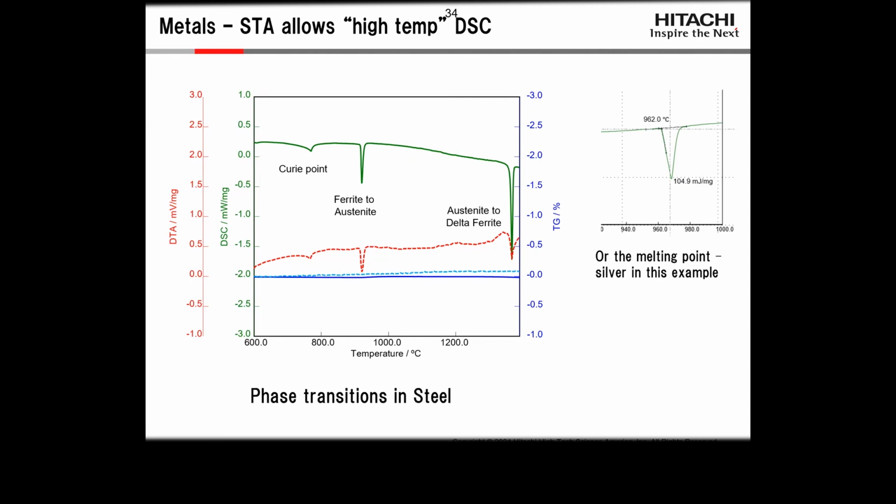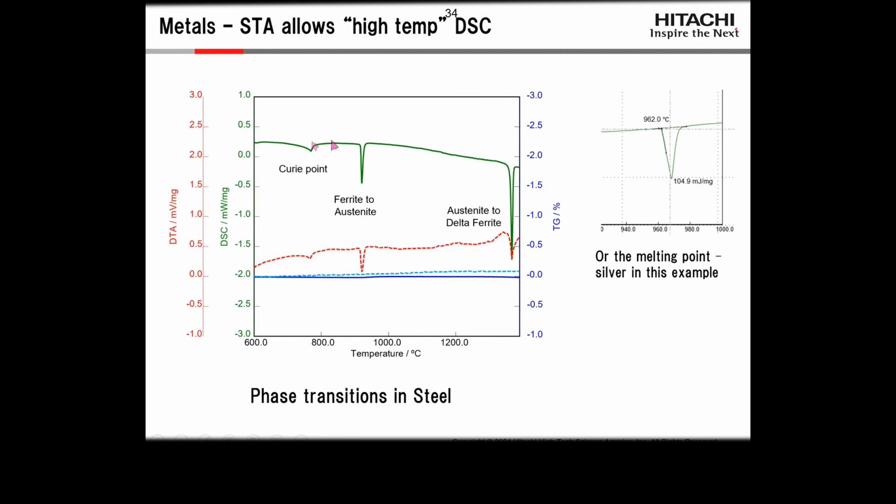Here's an example of it. We have the Curie point of iron. We have the transition of ferrite to austenite iron. And then we have the transition back to delta ferrite. And what we would want to do is get up to here if we were making something in metal and then crash cool it to trap it so that we had hardness.